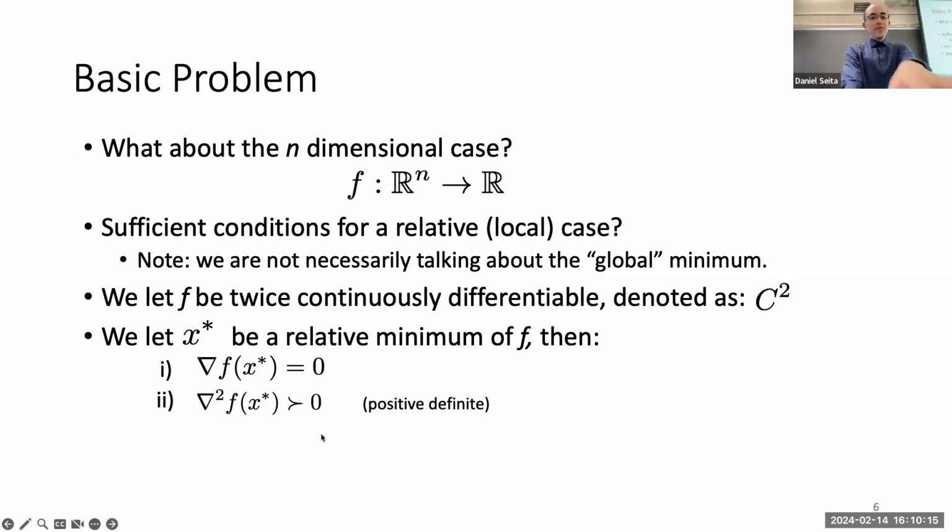All right, so hopefully this is all clear. It's the vector value generalization of the single variable case.